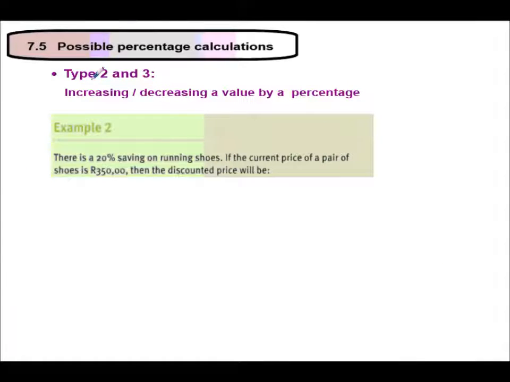Type 2 is increasing a value by percentage. Type 3 is decreasing a value by percentage. Increase means you're going to add. Decrease, you're going to subtract. There's a 20% saving on running shoes. If the current price of a pair of shoes is 350 Rand, then the discounted price will be, okay, what are we going to do?